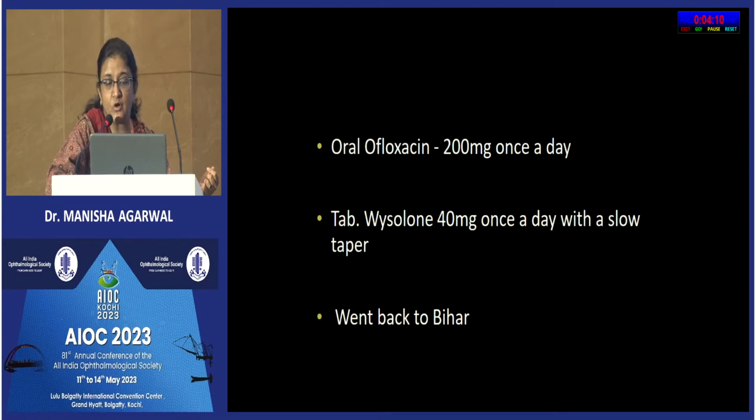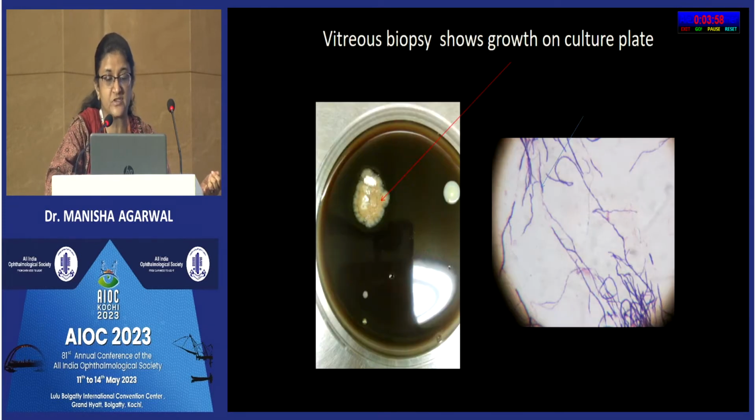So we started him on oral ofloxacin because this child was from Bihar and was now eager to go back. We started him on ofloxacin, keeping in mind that it could probably have a role like a second line ATT, and also the child was put on oral steroids. Now the vitreous biopsy, which we had sent, started showing some amount of growth, and it was this creamy white growth which started coming out on the media. Gram-positive filamentous bacilli, they started growing.